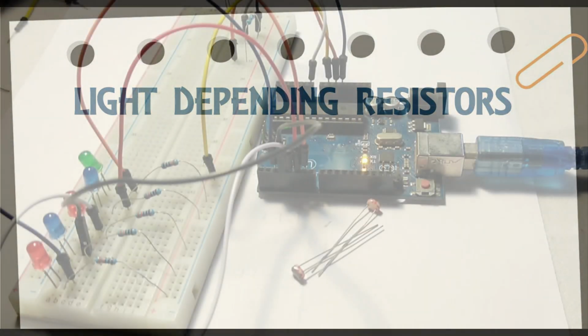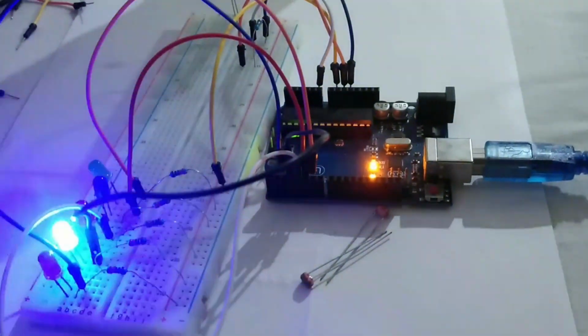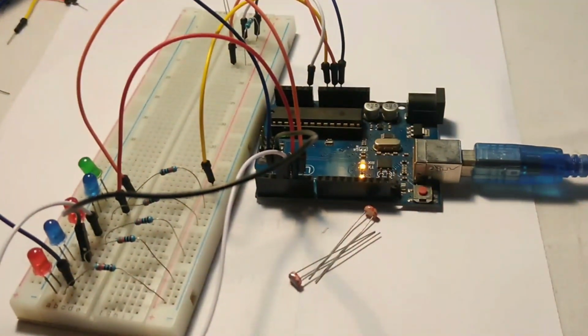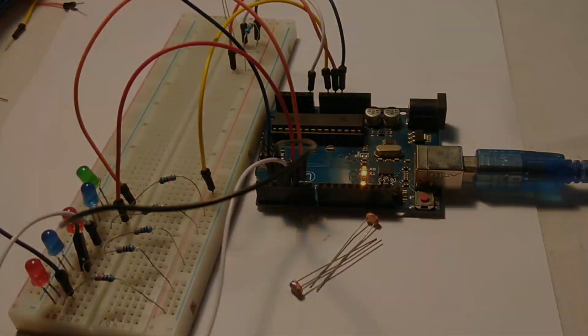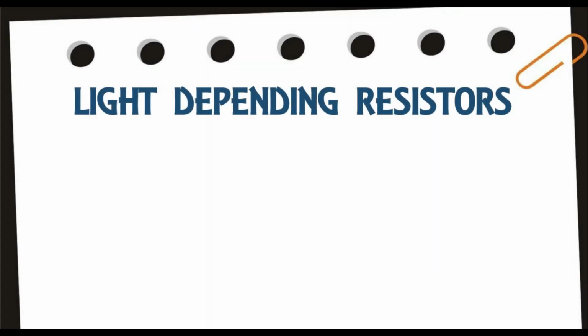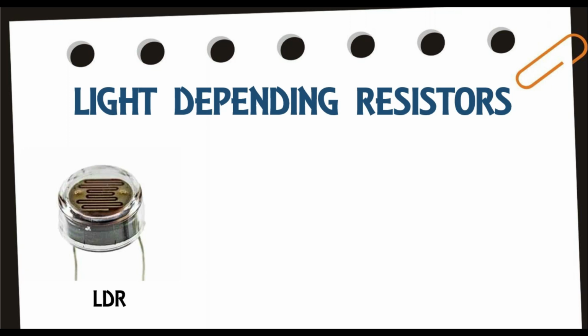So today we will be exploring the light dependent resistor, and then we will create one project using this in which we are going to control LEDs using array functions. So let's get started. So come first, let's explore our LDR deeply.